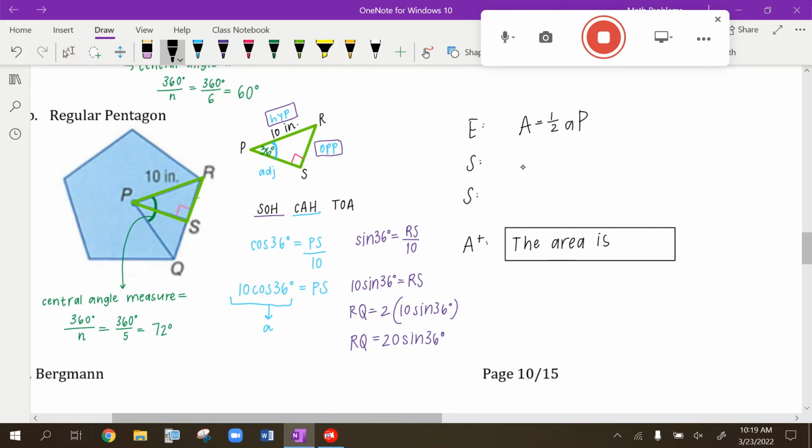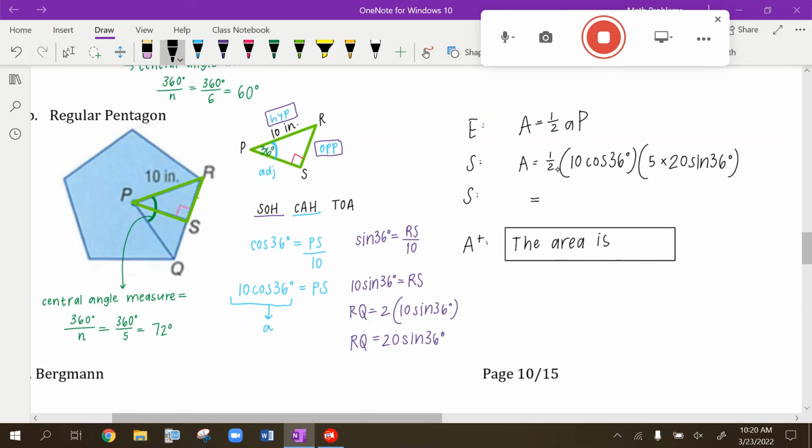Let's go plug into our equation now. I said the apothem was 10 cosine of 36 degrees, so I'll plug that in for A. For the perimeter, there are 5 sides, so I need to take 5 times, remember, I said each side is equal to 20 sine of 36 degrees. Once you substitute in all your values, you can plug this into your calculator. This would be basically the exact answer.